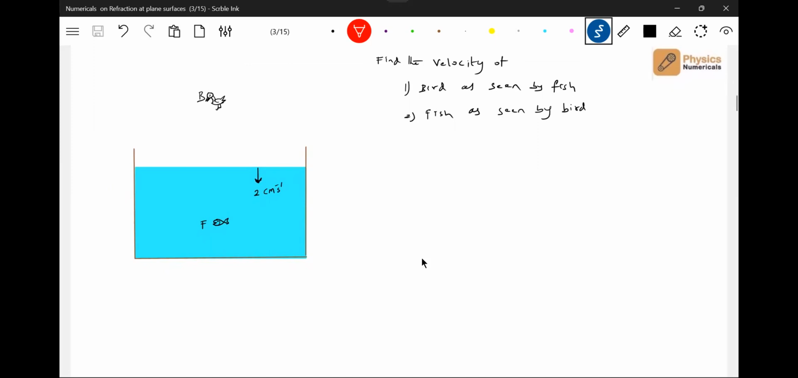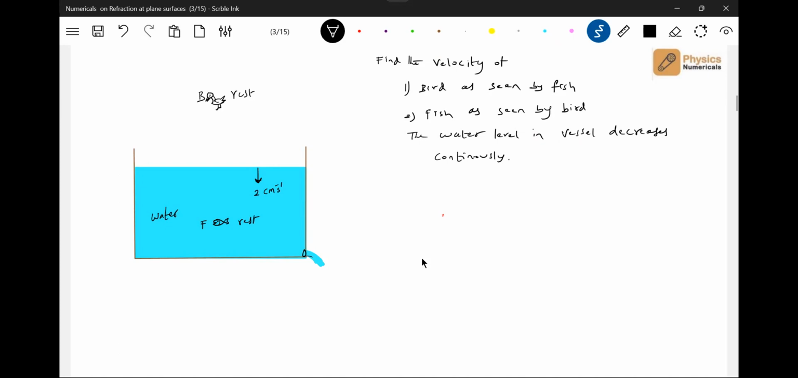Okay, now find the velocity of the bird as seen by the fish in this one. The water level is decreasing. How does the water level decrease? From here the water will rush out. There's a hole, so due to this hole, the water level will fall. Now the bird and fish are at rest. The water level in the vessel decreases continuously.